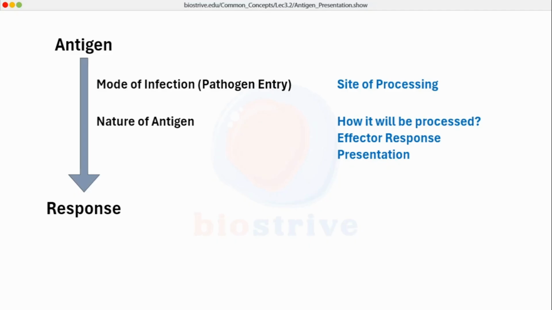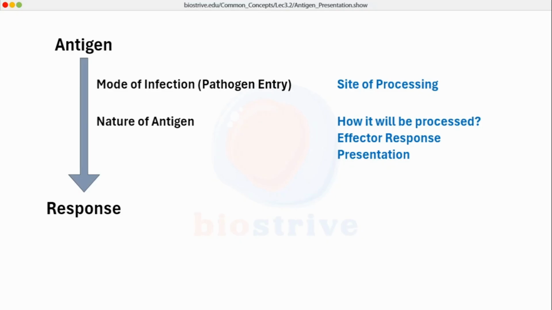The first one is the mode of entry of pathogen, whether the pathogen is entering directly into the bloodstream or invading our tissues. This will decide where this antigen will be processed. If the antigen is entering directly into our blood, it will never be processed in the blood. It will be taken to the spleen through the blood filtration process and it will be processed inside the spleen. And if the antigen is invading our tissues, it will be taken by antigen presenting cells into the respective lymph nodes and it will be processed inside the lymph nodes. That is the whole point.